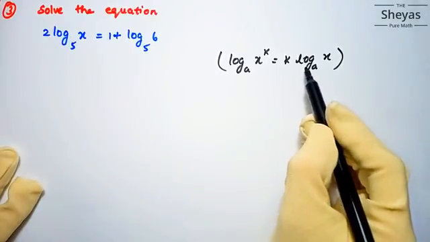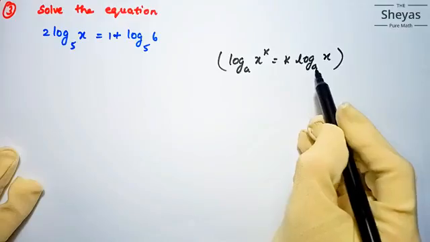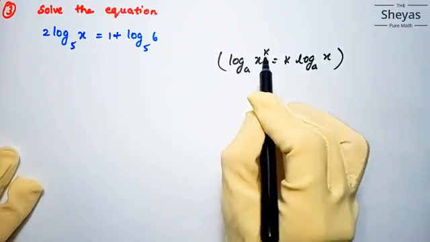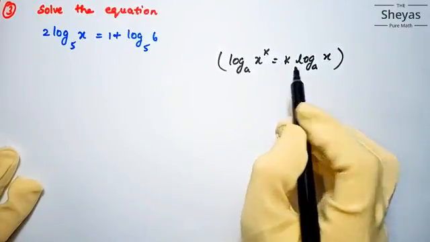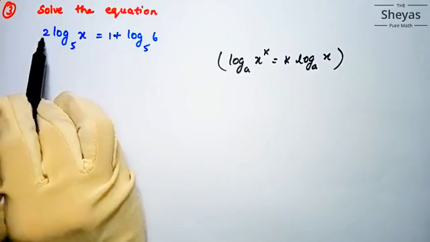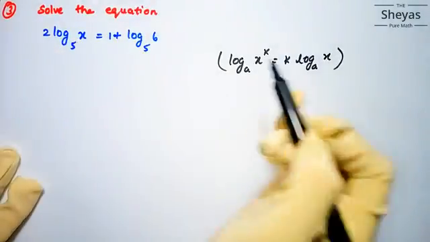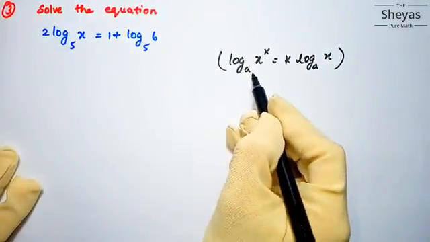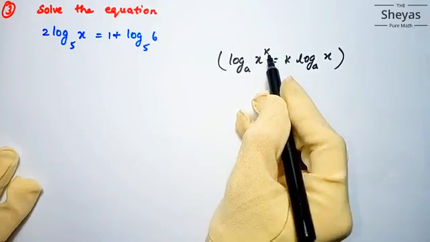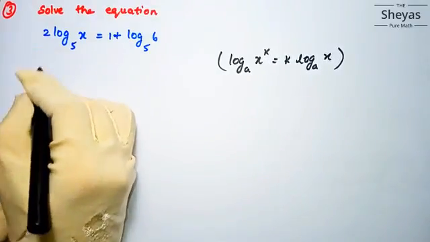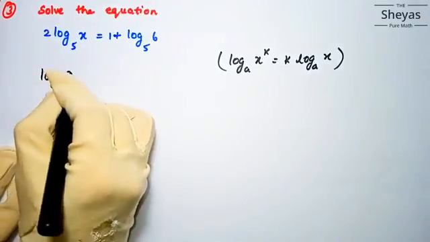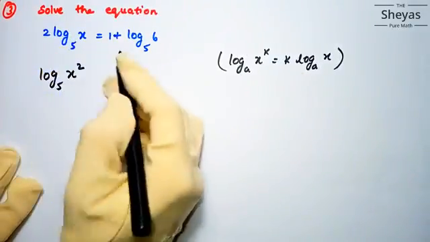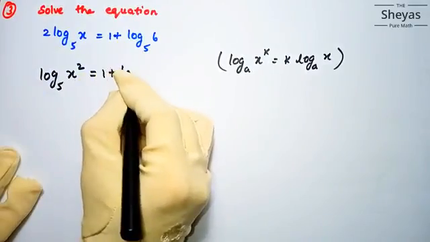This is of the form k log x. So the question is in the form k log x, so I can write it this way, log x power k. So here k is what? 2. So how can I write log x power k? So k is 2, so I am writing this as log to the base 5 x square is equal to 1 plus log 6.